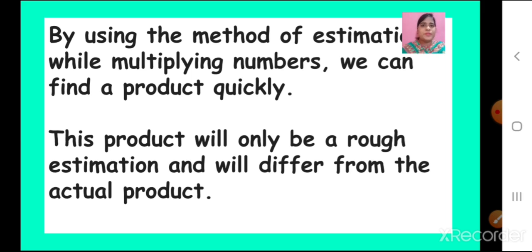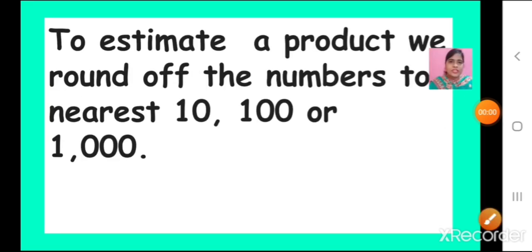And the answer that we will get after estimation will be a rough figure, a rough idea, or a rough answer. It will not be the actual answer. It is just a rough product, nearby to our actual product. That is why we estimate. Now children, how do we estimate? For estimation, we round off the numbers, correct? And we round off the numbers to nearest 10, 100 or 1000.